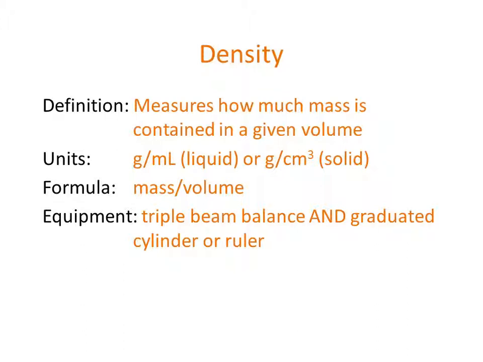The units that we use for density depend on whether we're talking about a liquid or a solid. For liquids, we'll tend to use grams per milliliter, and we have these two different units because of the formula mass divided by volume. So the mass goes with grams, the volume goes with the milliliters.